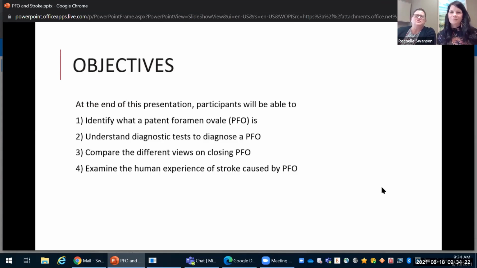Our objectives for today is that we're hoping that by the end of our presentation, that you who are listening will be able to identify what a patent foramen ovale is. I will be referring to that as a PFO, because if you say patent foramen ovale too long, it gets tongue twister. Hopefully you'll understand some of the diagnostic tests that we use to diagnose a PFO. Compare some of the different views on closing of PFOs or sealing those up. And then, of course, we want to examine the human experience of a stroke caused by PFO.